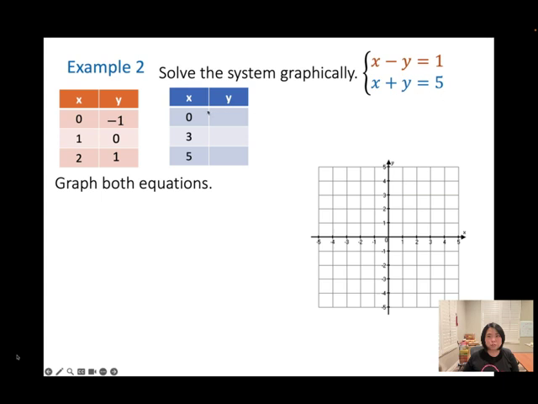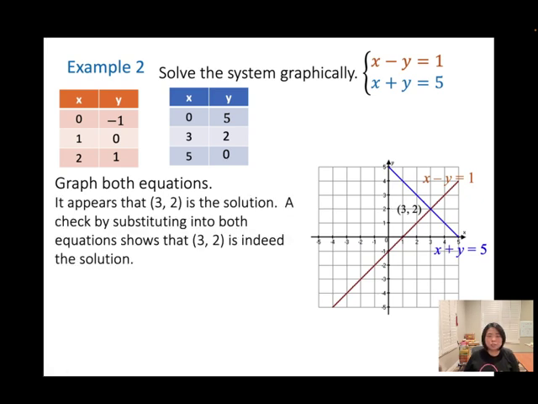Now the second equation: when x equals 0, y equals 5; when x equals 3, y equals 2; when x equals 5, y equals 0. Let's graph these two equations. Now we find one intersection point, and this point is (3, 2). So we say that (3, 2) is the solution of this system. If we plug this solution back into both equations, we get a true statement.